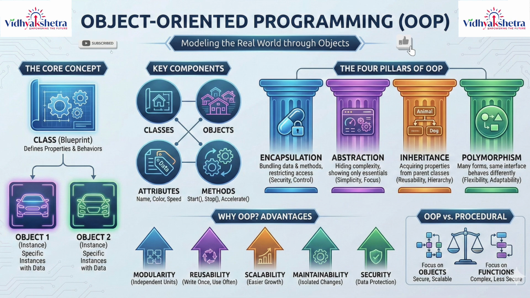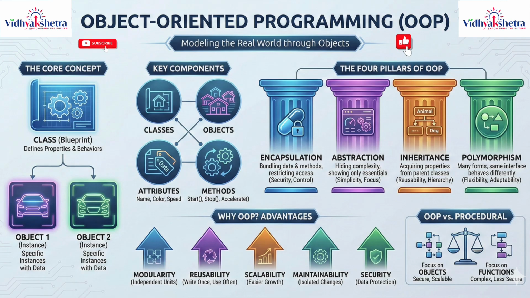OOP in modern programming languages. Most modern programming languages support object-oriented programming. C++ was one of the first popular OOP languages, followed by Java, which made OOP widely known and used. C# is another language heavily based on OOP principles. Even Python and JavaScript, which are not purely object-oriented, provide strong OOP support. These languages use classes, objects, inheritance, polymorphism, and encapsulation to build software ranging from simple applications to complex enterprise systems, web apps, mobile apps, and games.